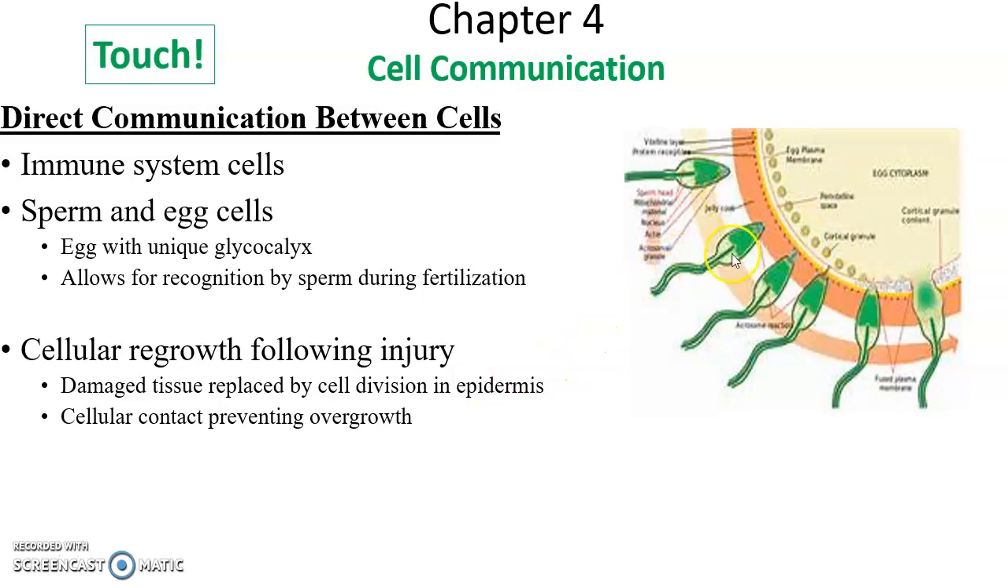Sperm and eggs: the sperm has proteins that will bind to the unique carbohydrates on the surface of the egg cell that will allow for fertilization to occur.